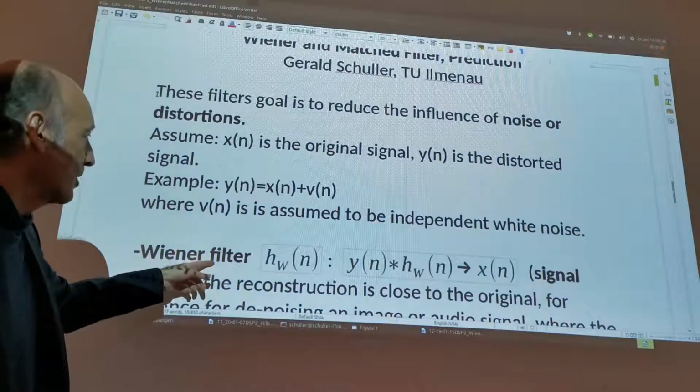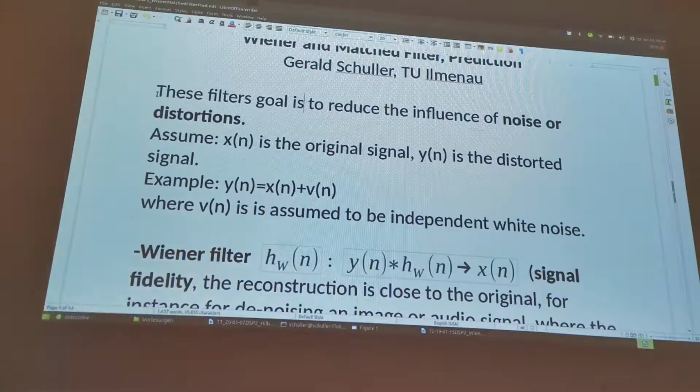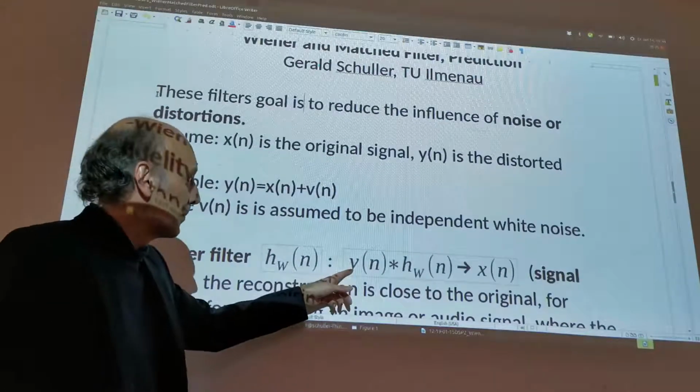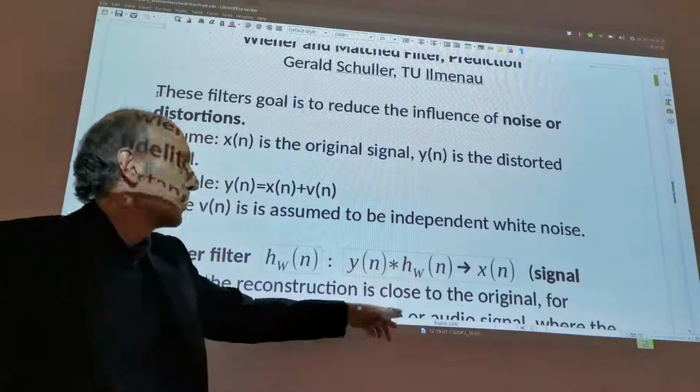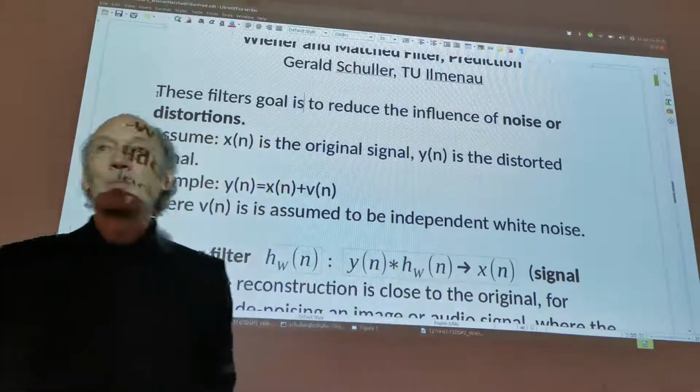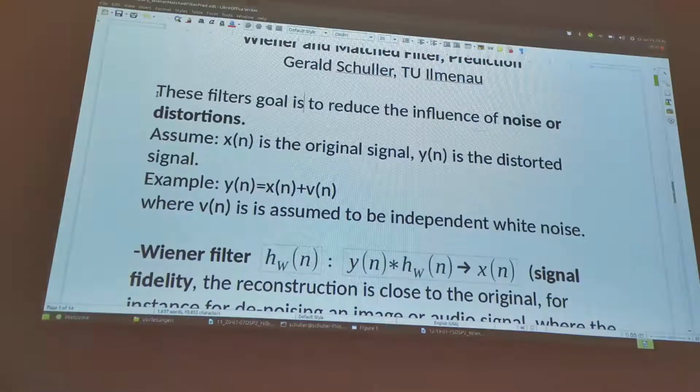So for the Wiener filter case, we have our distorted signal, and when we filter this distorted signal with our Wiener filter, we want to be as close as possible to the original signal X. Right, so if we have recording plus noise and then put it through the Wiener filter, we want to minimize the effect of the noise.